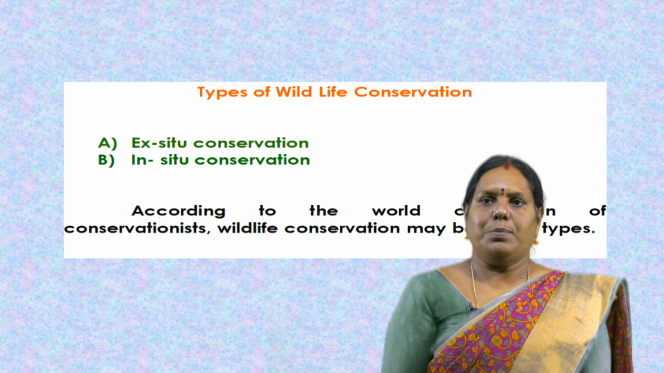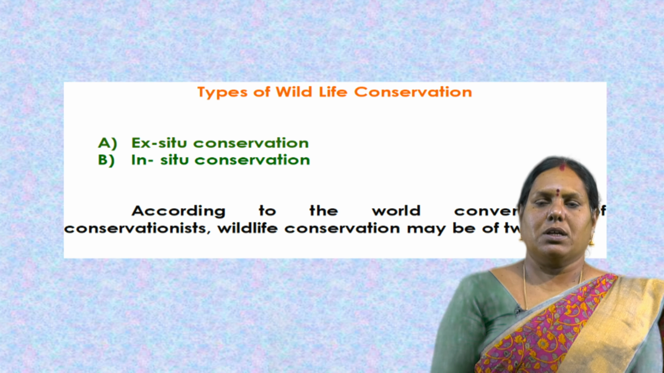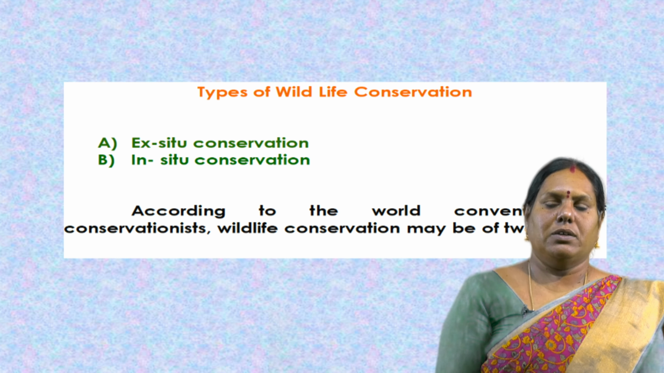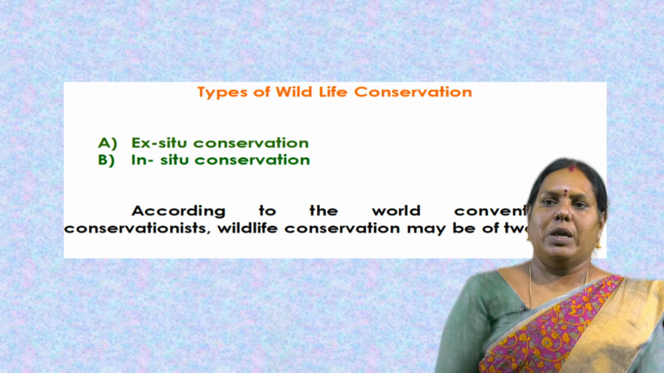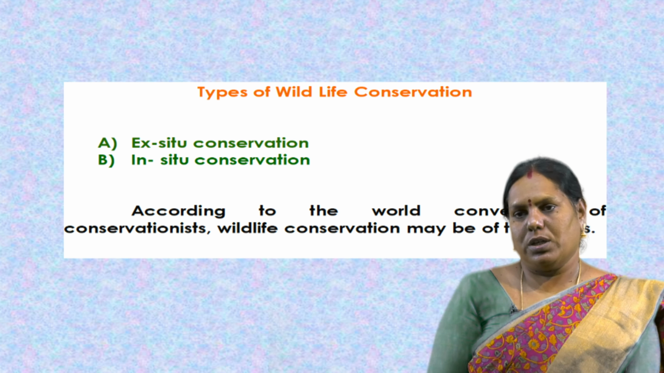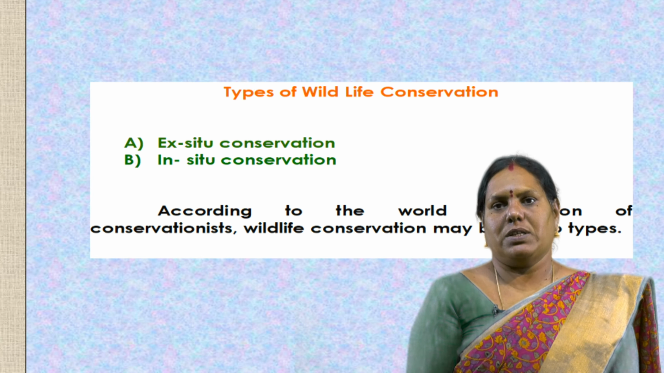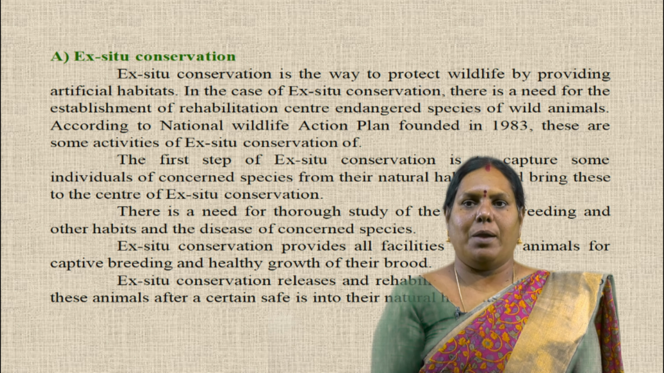Next, what are the types of wildlife conservation? There are two types. First one is ex situ conservation, second one is in situ conservation. According to the World Convention of Conservationists, wildlife conservation may be of two types, ex situ conservation and in situ conservation. First, we must know what is ex situ conservation. Ex situ conservation is the way to protect wildlife by providing artificial habitats.